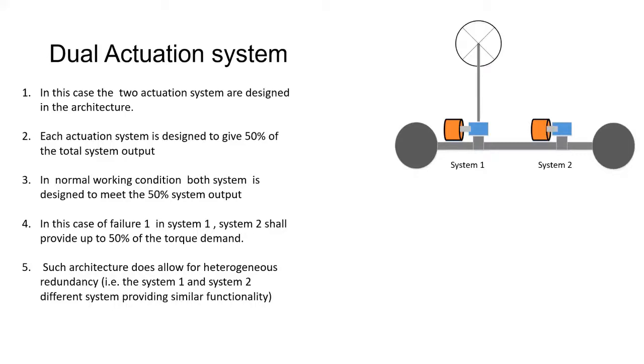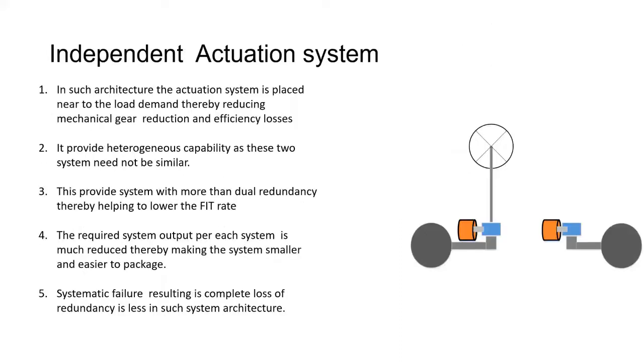And this can achieve what I call heterogeneous. That means you can develop two systems with two different softwares, and we can completely avoid even a systemic failure, because we have two ECUs. We can develop systems with two different architectures. The development time is more, but systemic failures are reduced in this type of architecture.